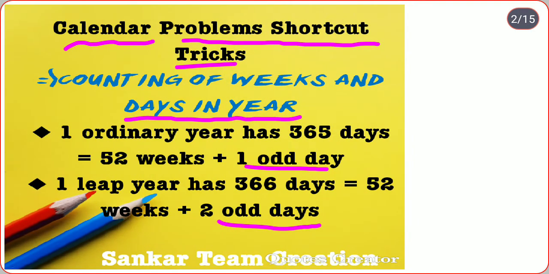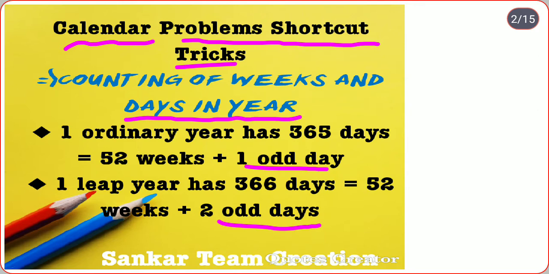So, counting of weeks and days in a year. Number one, ordinary year. Number two, leap year. An ordinary year has 365 days. A leap year has 366 days.